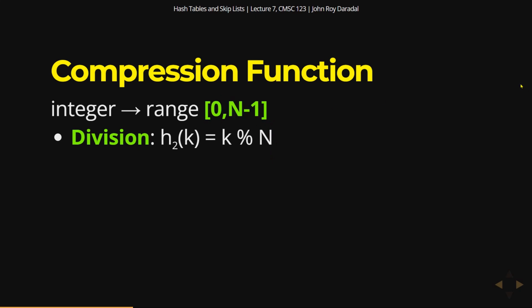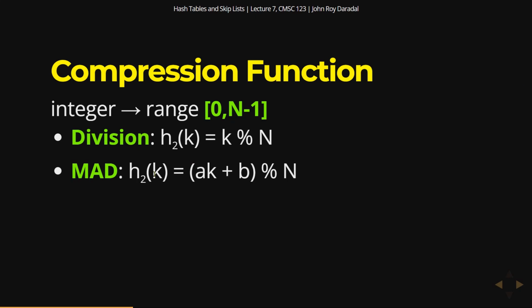Okay, you can also do multiply, add, and divide, which we abbreviate to MAD. So instead of just taking the key, first we could multiply it with a number a and then add a constant b before taking the division modulo with n. So it's similar to this, it just doesn't have the multiplication and the addition here.